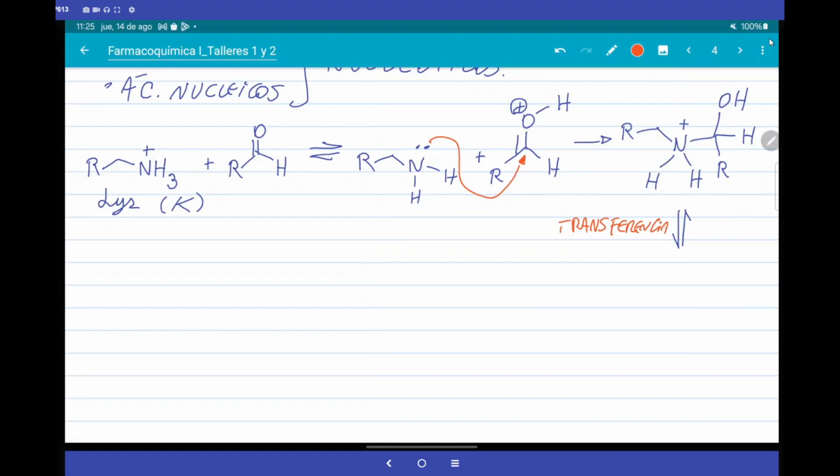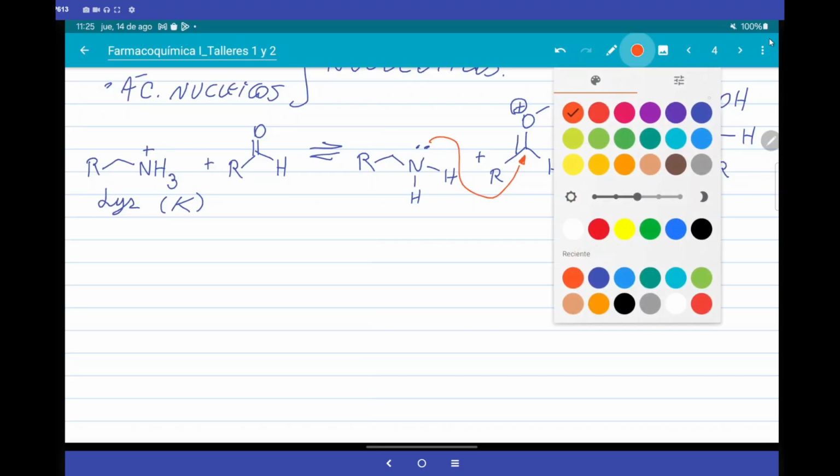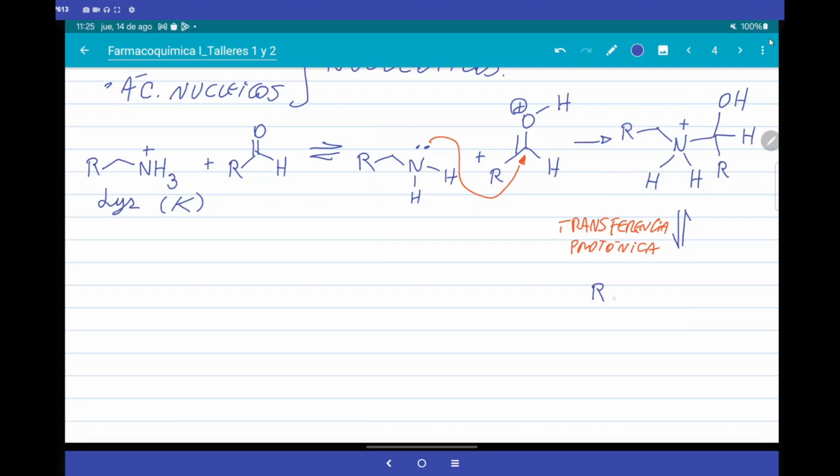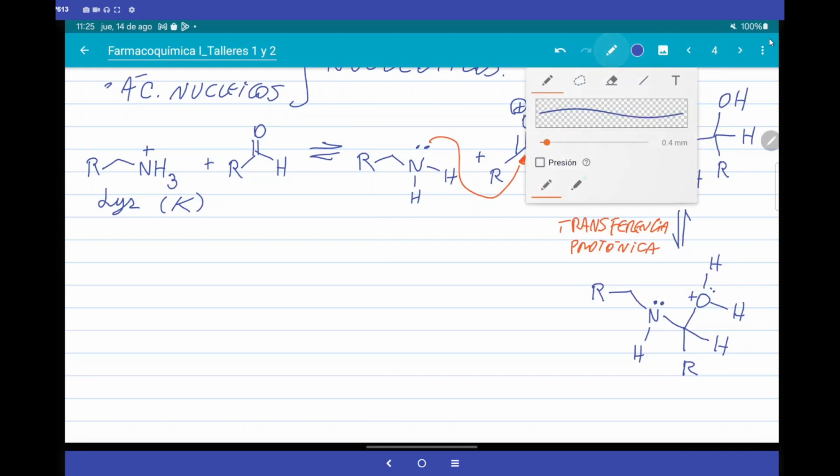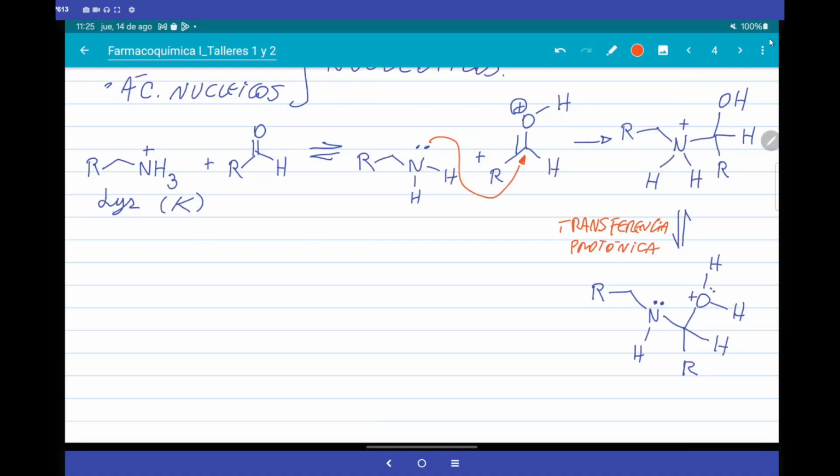Proton transfer. Well, we are going to have then R, and here we formed an intramolecular water molecule, and we have our R, and we have our proton. I insist there are already a lot of possible equilibria, but this one is the formation of the covalently linked product that I am going to tell you what it is called.